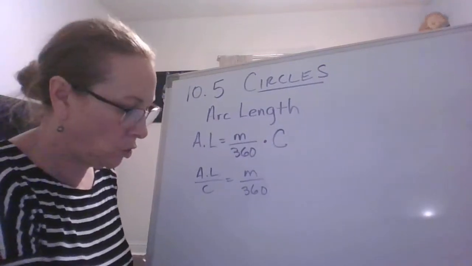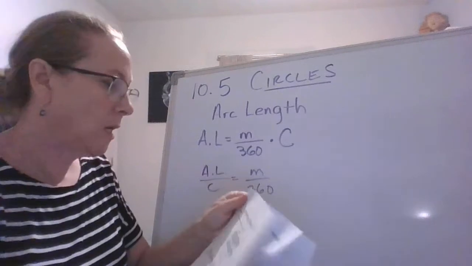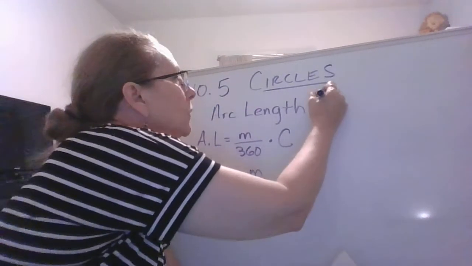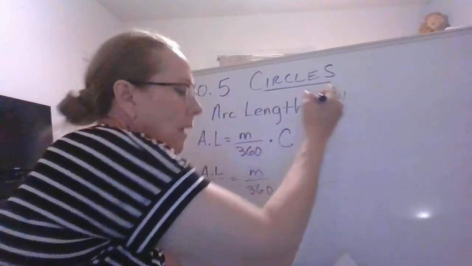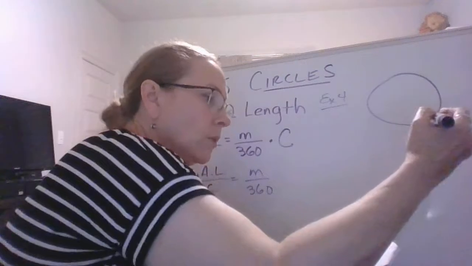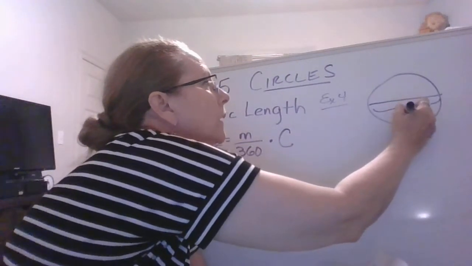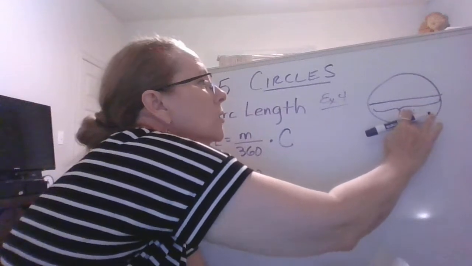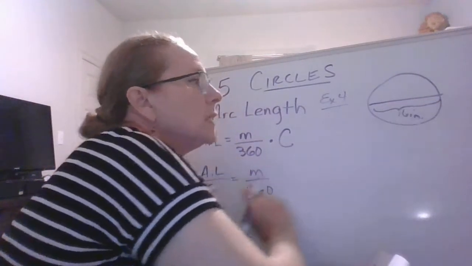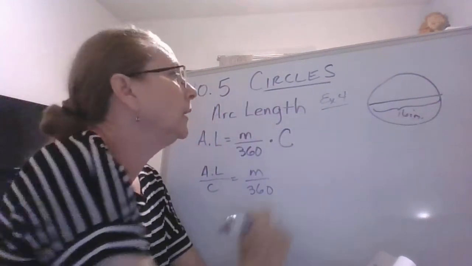So let's do this problem. The problem would be example 4A. They give you this picture. It's 16 inches. Sorry, the inches didn't come out very well. IN, period. That's supposed to be 16 there. Okay. And they ask you, what's the arc length of XY?